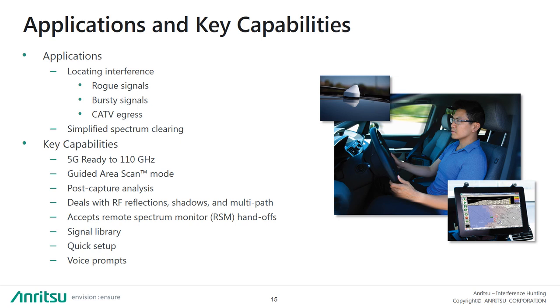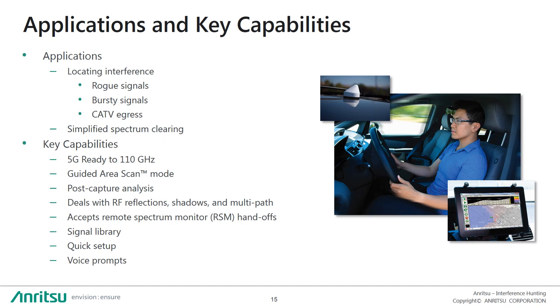Now that you have characterized the interfering signal at the cell site or where the complaint was made, the next step is to start localizing it. The Anritsu Mobile Interference Hunter is the system solution that will help the user do this more easily and quickly.